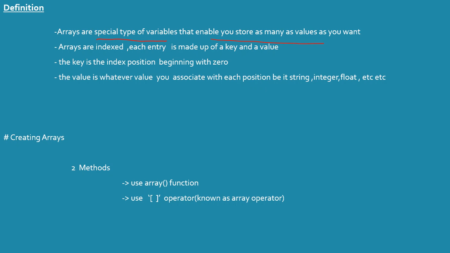Arrays are indexed, and each entry is made up of a key and a value. The key is the index position beginning with 0. The value is whatever value you associate with each position, be it string, integer, float, or anything else.